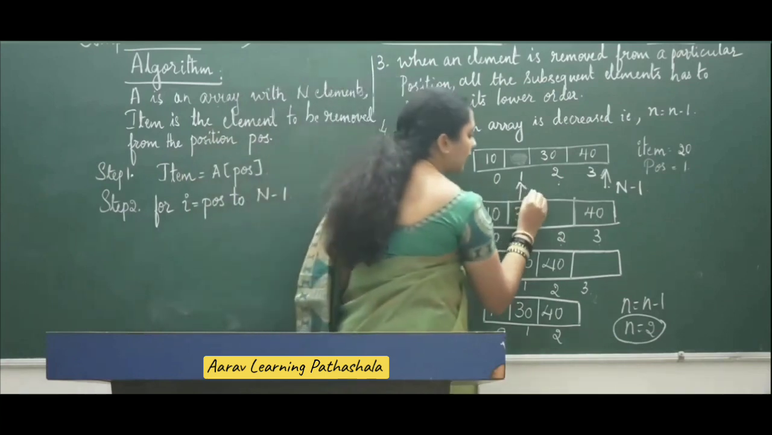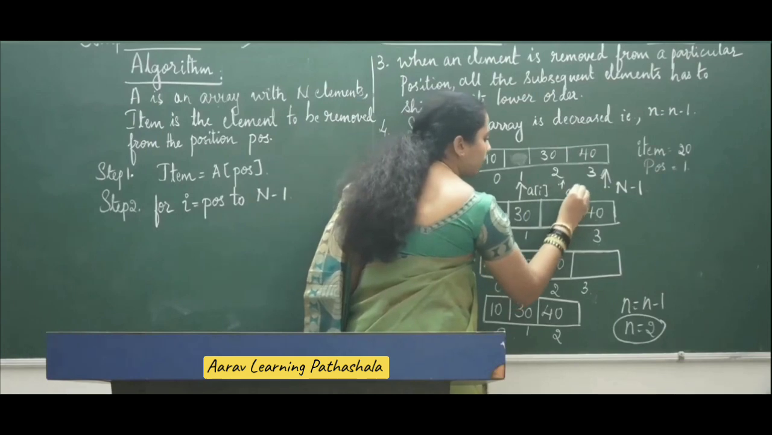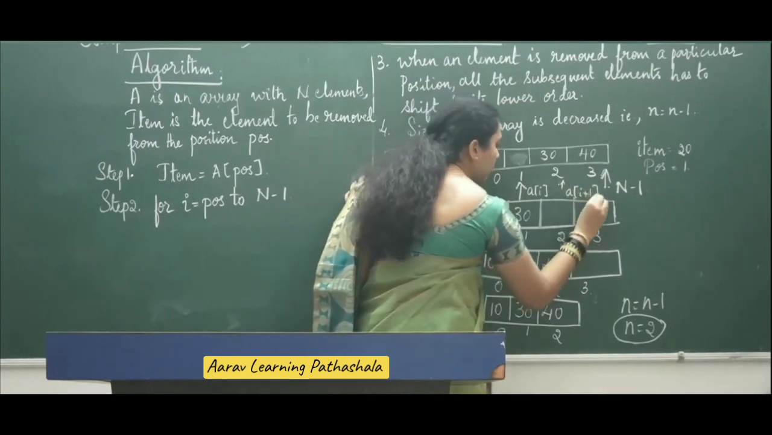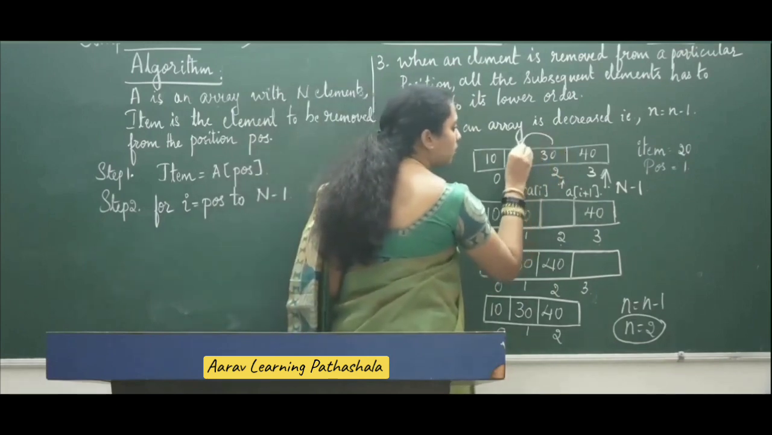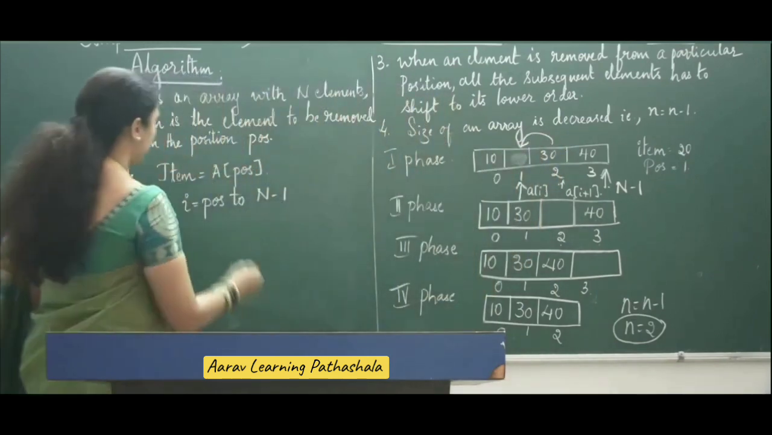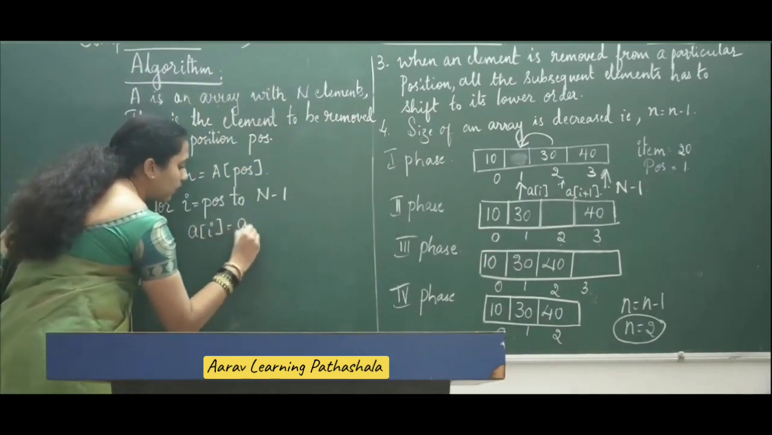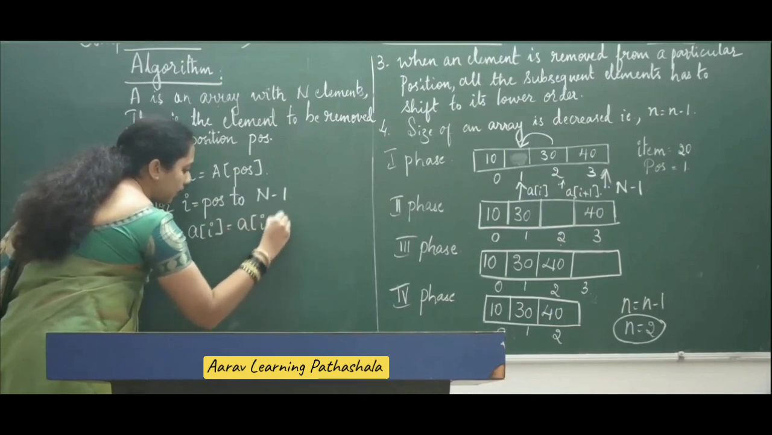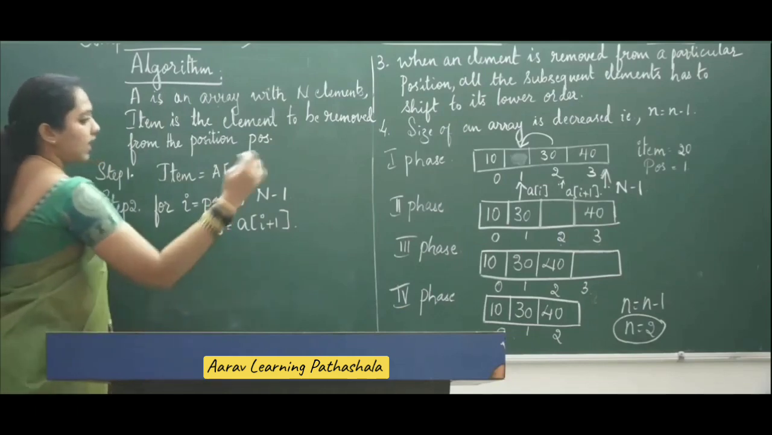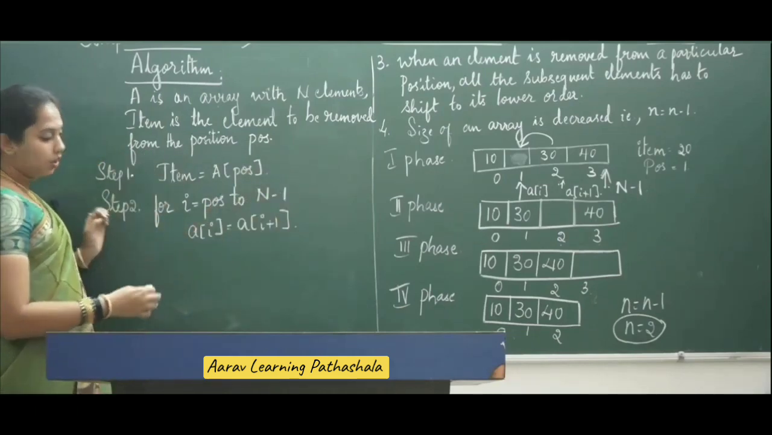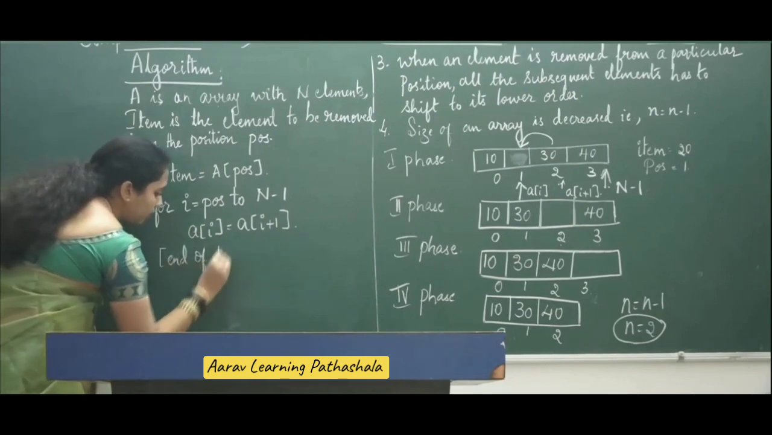So this is our A of ith position and this is our A of I plus 1 position. So we are shifting from A of I plus 1 to A of I. So A of I is equal to A of I plus 1. So till the last element we have to shift to its lower order position. End of for loop.